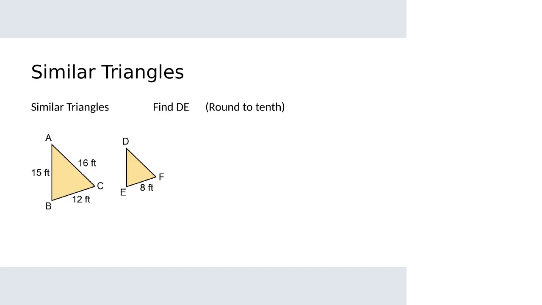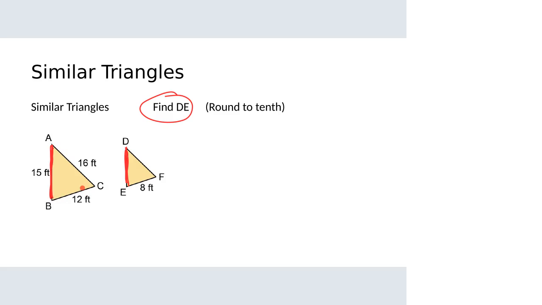Similar figures, these happen to be triangles. They don't have to be triangles. But if we have two figures that are similar, what we can do is find a missing side length. Here we're told those are similar, and we're looking for DE, which is this side right here. So what we want to make sure we do is correctly find the corresponding side in the other triangle. And we also want to look for a relationship between those two triangles.